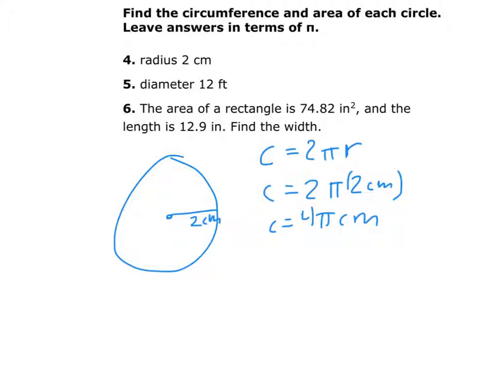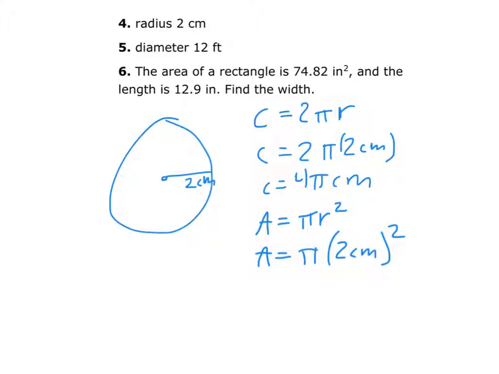So now let's find the area. What's the formula for area of a circle? Pi r squared. So the area will be pi times 2 centimeters squared. What's 2 centimeters squared? So 4 pi centimeters squared. Look, same as circles. When we're dealing with area, it's centimeters squared.